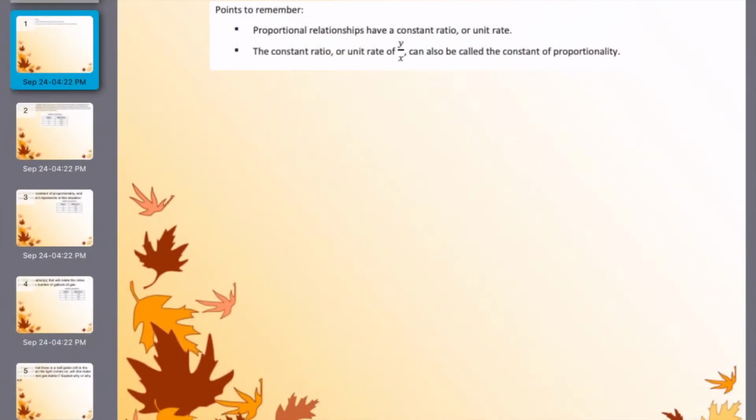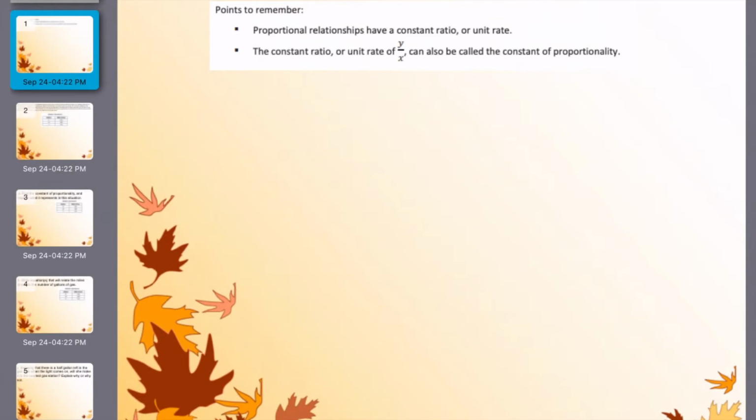Alright, 7th graders, there's a couple things that we want to remember before we move into trying to find and represent proportional relationships with equations. So first, a couple points to remember. It's important to remember that proportional relationships have a constant ratio or unit rate, or rate of change. And the constant ratio or unit rate can also be called the constant of proportionality, as in y over x.